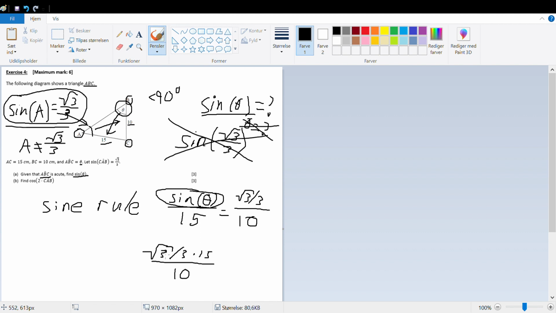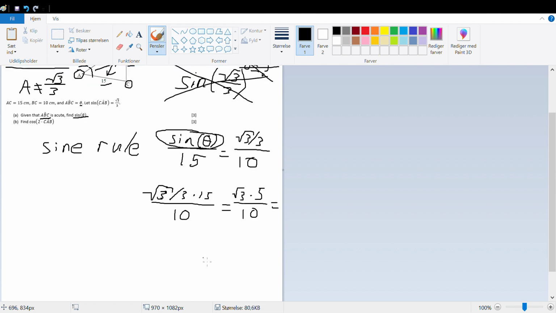Now, of course, here we can think to ourselves, well, if we divide it by 3 and then we multiply by 15, 15 is the same as 3 times 5. So what we can really write is then square root 3 multiplied by 5 divided by 10. Or if we also prefer, we can get square root 3, because 5 divided by 10 is just a half, divided by 2.